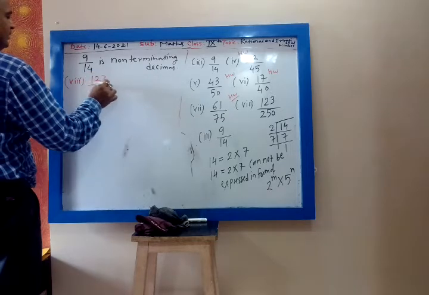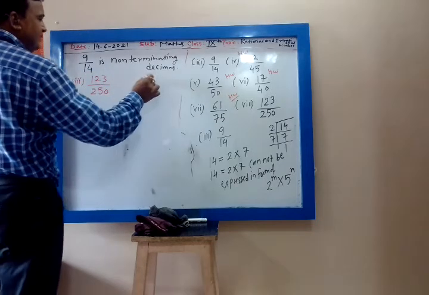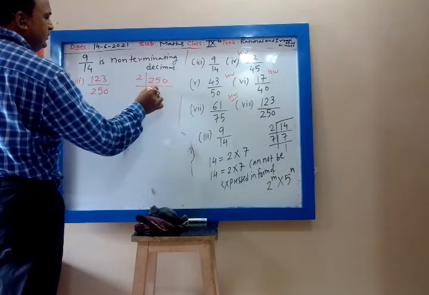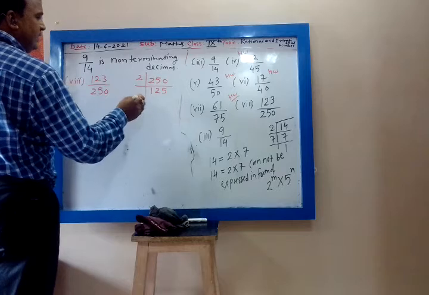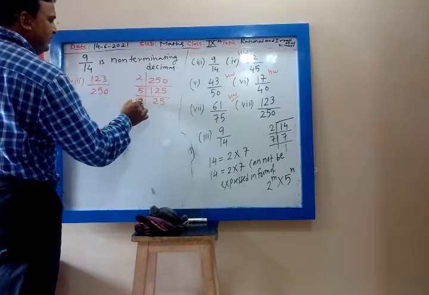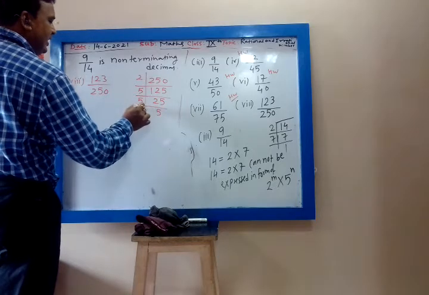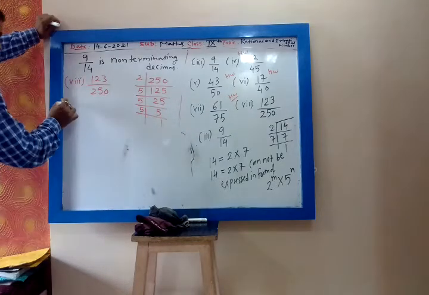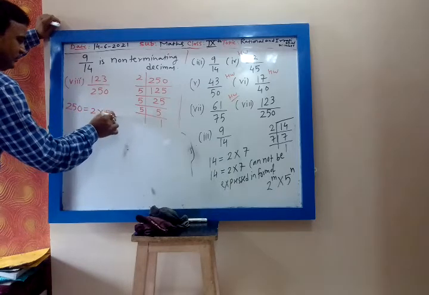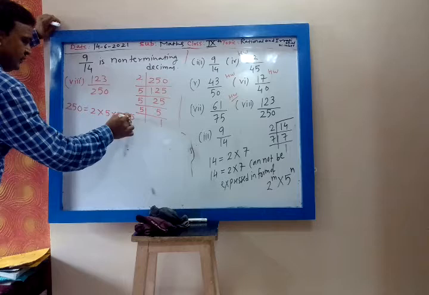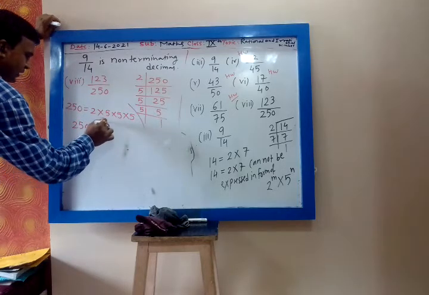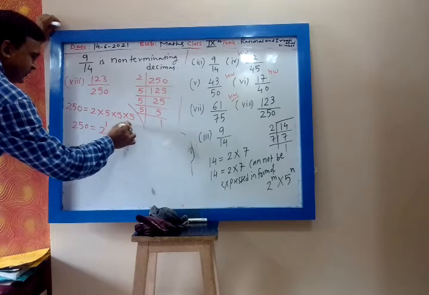123 upon 250. So let us find the factors of 250. This is 2, 2 ones are 2, 125. Now again with 5, 5 twenty-fives, 5 fives are 25, 5 ones are 5. So 250 is 2 into 5 into 5 into 5, 5 three times. So this 250 I can write as 2 raised to 1 into 5 raised to 3.